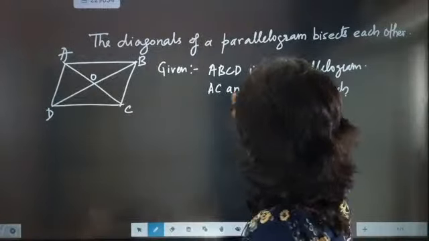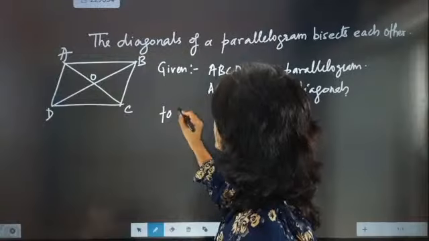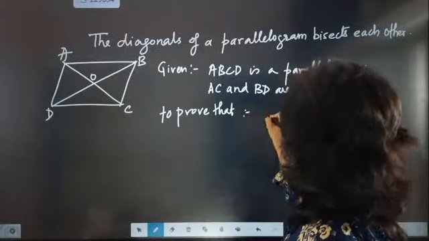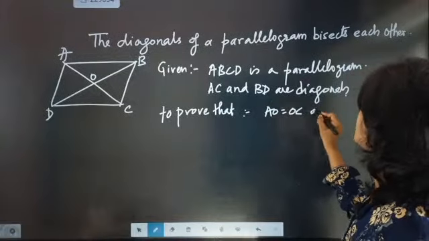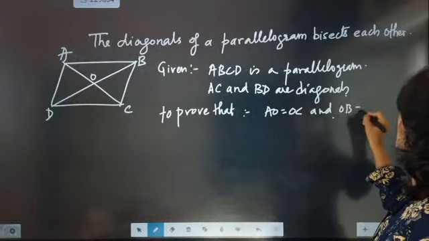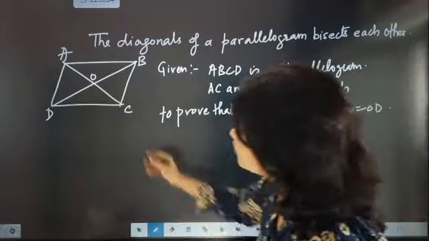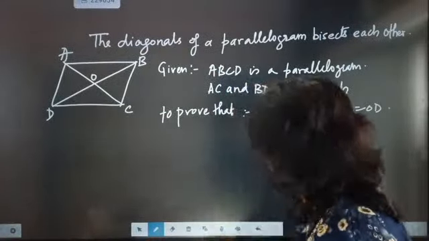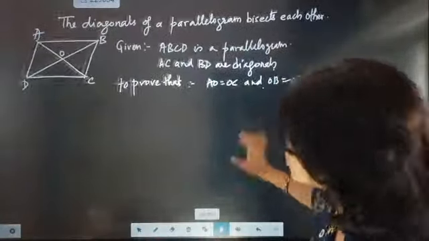The next important work we have to do is to prove that AO is equal to OC and OB is equal to OD. So this is what we have to prove: AO equal to OC, OB equal to OD. Now I have less than 2 minutes to prove this one.